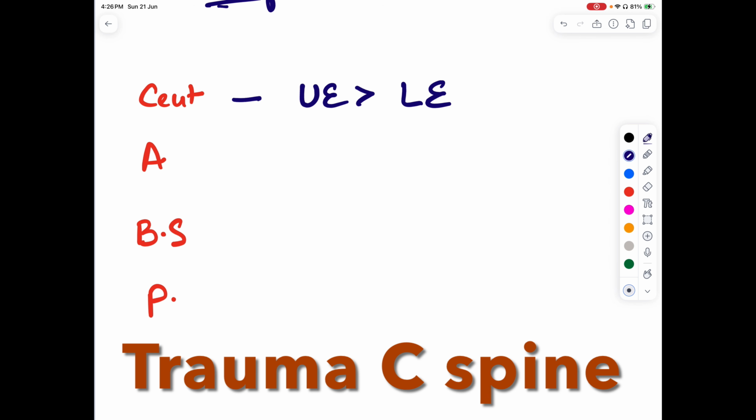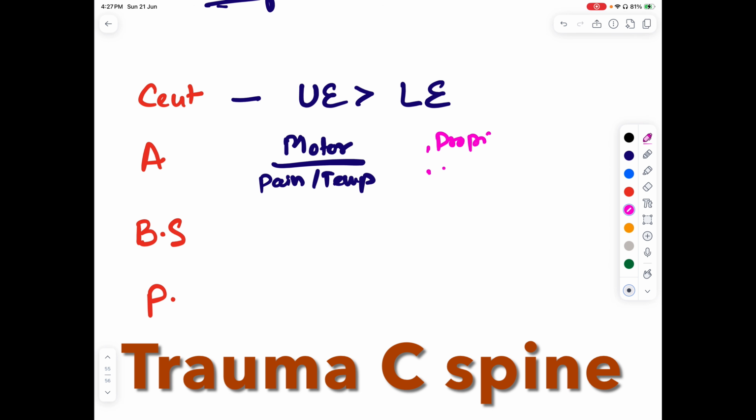Anterior cord syndrome: injury to the anterior spinal cord, from direct osseous compression or anterior spinal injury. What will be lost in anterior cord? Motor, pain, and temperature. What will be preserved? Proprioception and vibration.